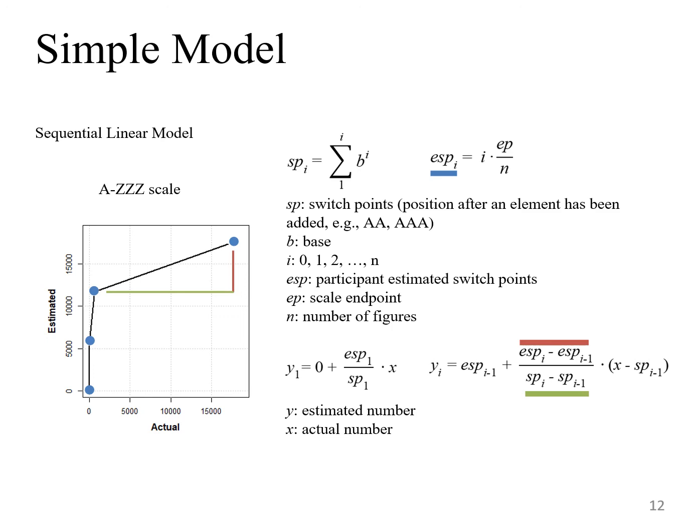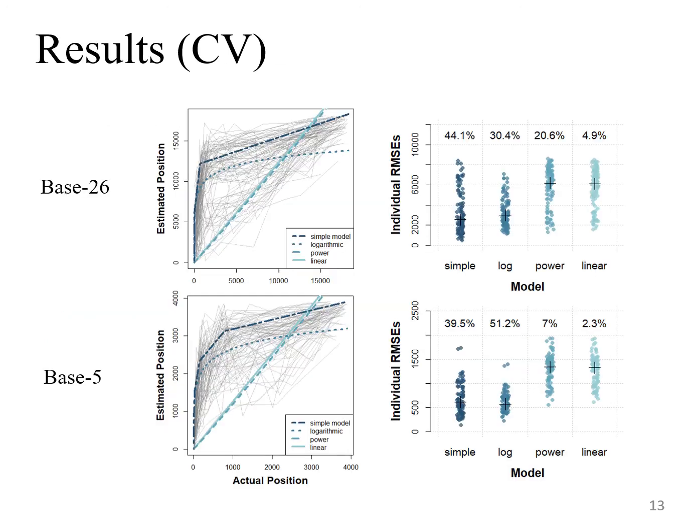Time to see the results on which model does best in predicting the participants' estimates. The gray lines indicate the individual participants' estimates. Each line is a participant. The different line types indicate each model as fitted to the whole dataset. So the left part does not yet show the results of the cross-validation. This is what the plots on the right side do. Each point indicates one participant's individual root mean square error as per the cross-validation. On top of the columns, you can see the percentage of participants best fit by each model.